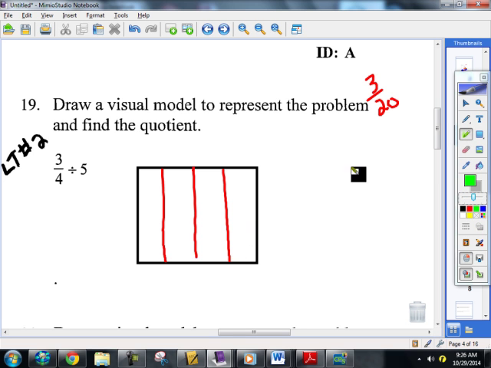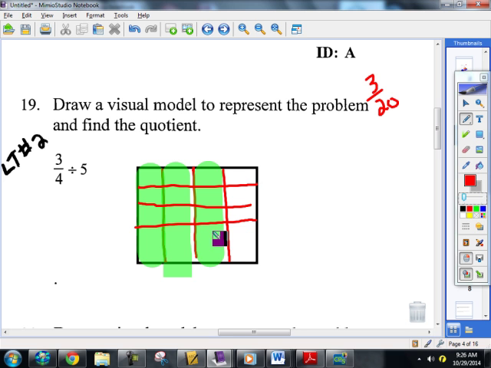Okay, I got to model 3 of them, right? 3/4. Now I'm going to divide by 5. Now remember, each row is representing how much a friend's going to get of this cake or whatever. Right, everyone? Each friend's getting that amount. We know that each friend's getting 3 out of how many total pieces? 4 columns of 5 rows is 20.